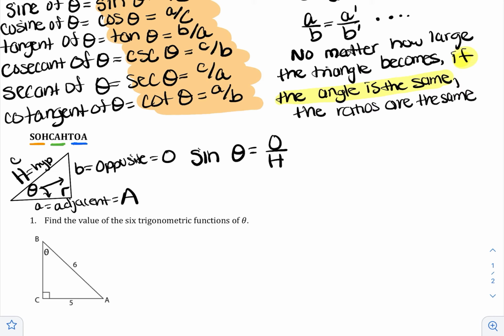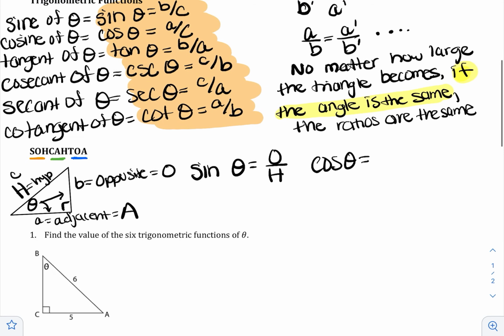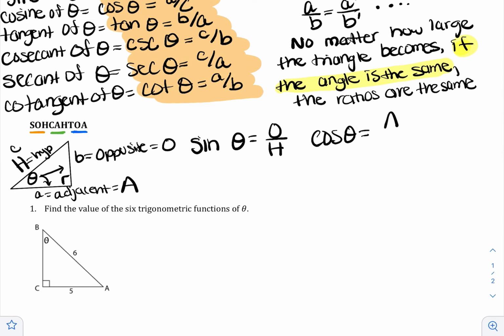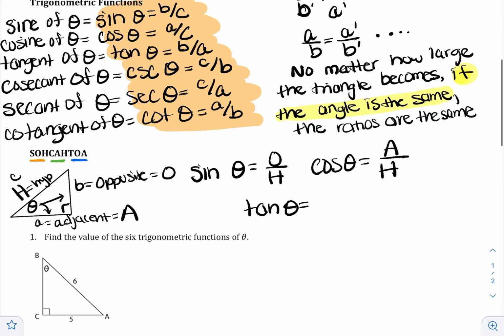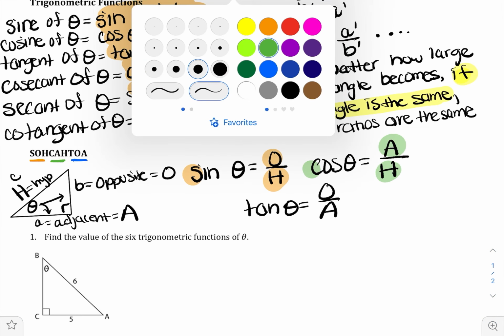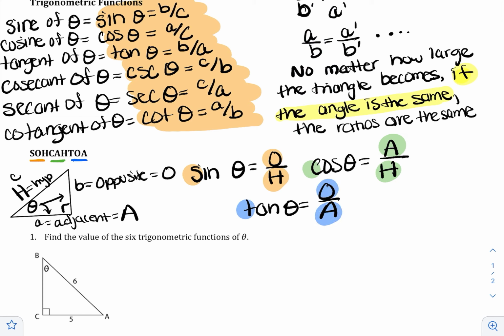So SOH. Then you have the cosine of theta. So if you look at cosine, it's assigned A over C. So A is the adjacent and C is the hypotenuse. So that's the CAH part, the green part. And then we have tangent. And the tangent of theta is assigned B over A, which was O over A. So here you have SOH. And then the green part is CAH. And then the blue part is TOA, SOHCAHTOA. So that can help you remember opposite, adjacent.